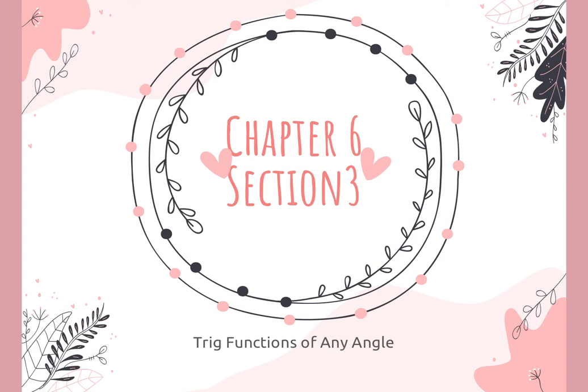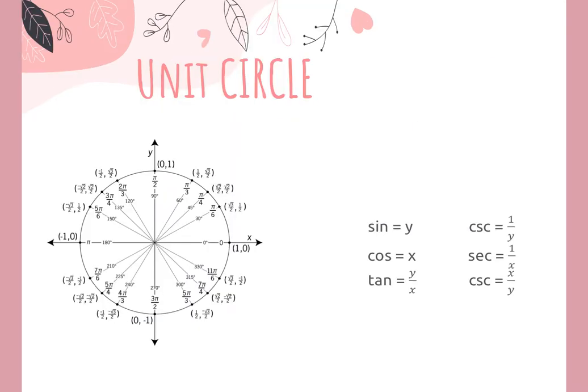All right, so 6.3 is called trig functions of any angle. So instead of just being like the 30, 60, 90, you're going to learn how to also find the trig functions, and these are mostly in radians, but they can also be in degrees. Instead of converting back and forth from radians to degrees and then finding it using your triangles, you're going to learn how to utilize what's called the unit circle.